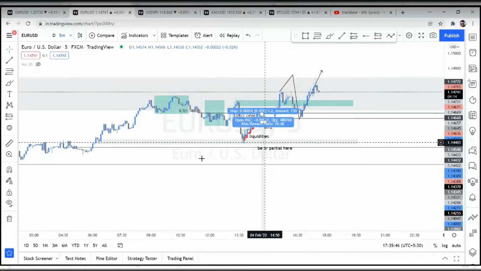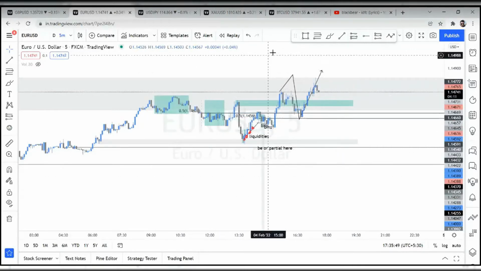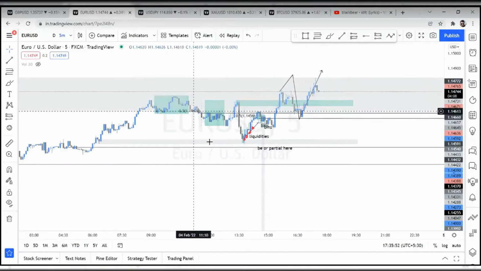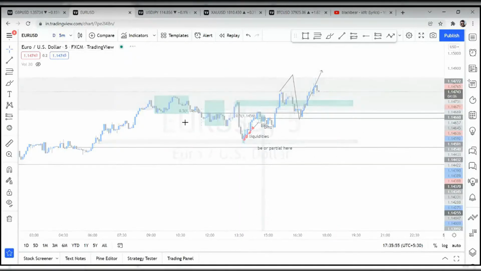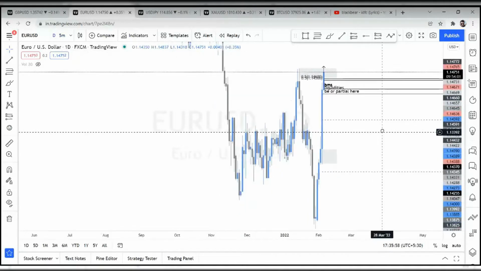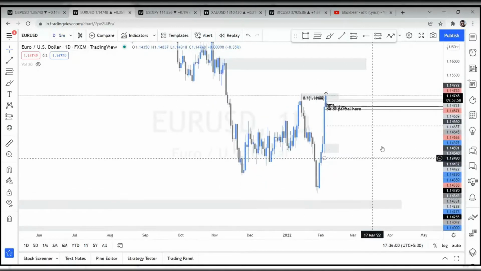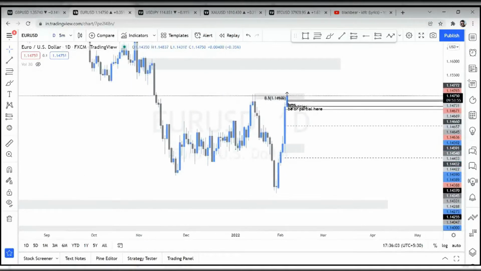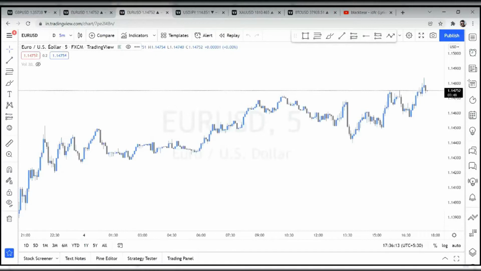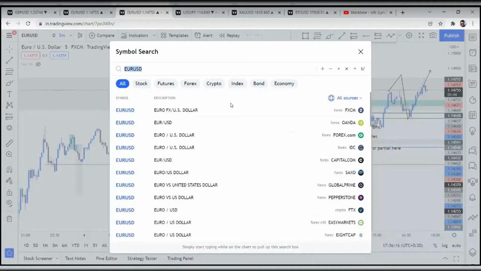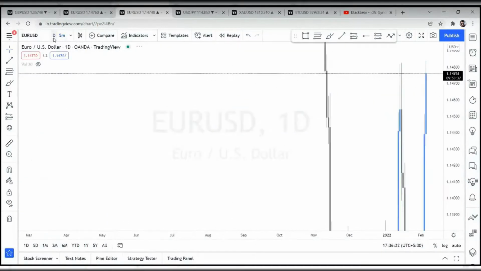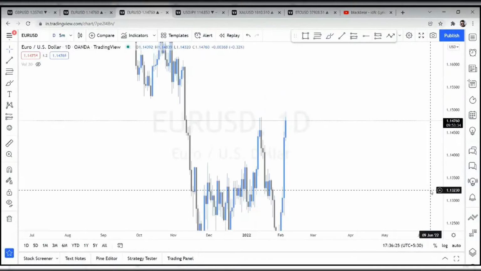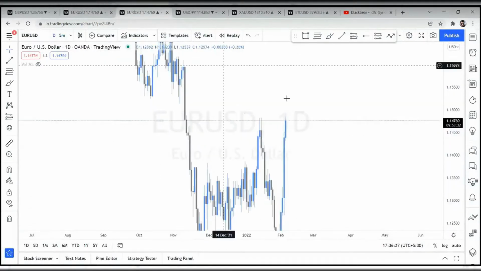All right, so let's just look at this from a higher time frame analysis first. Why are we involved in this particular area? So let's move to our daily chart. Here, this is my original chart. We'll come back to this.